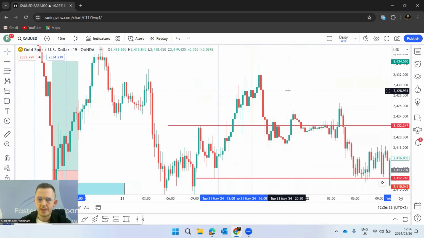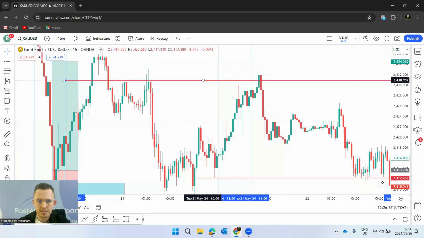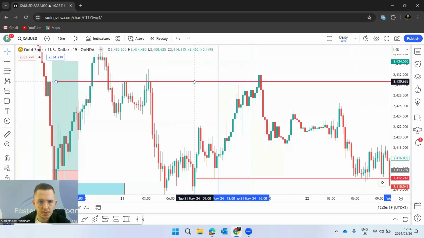So this is where the interesting part comes in. If price moves in and we're still in the range, don't be afraid to go into previous levels.